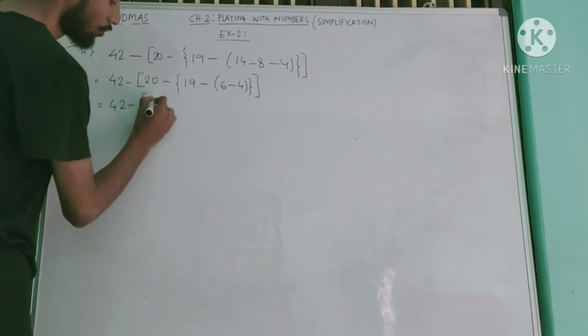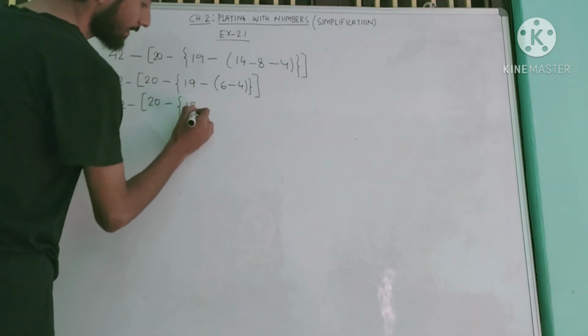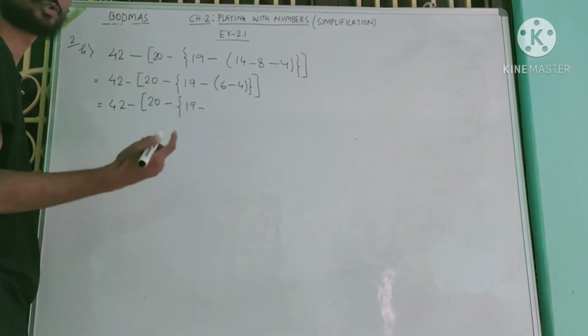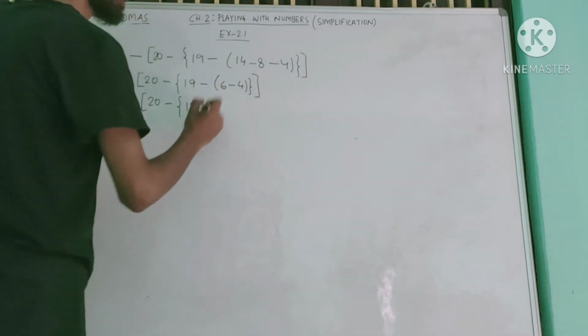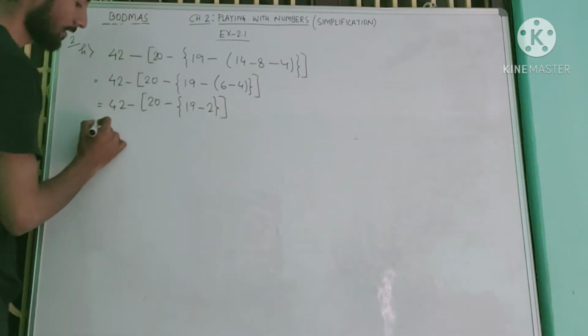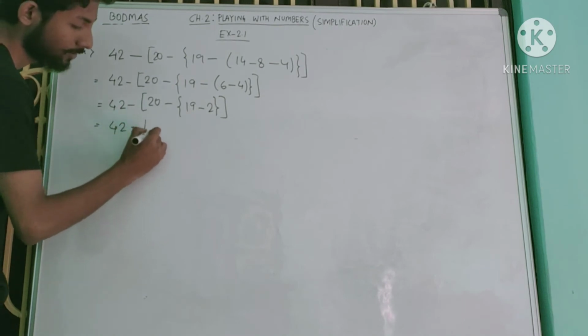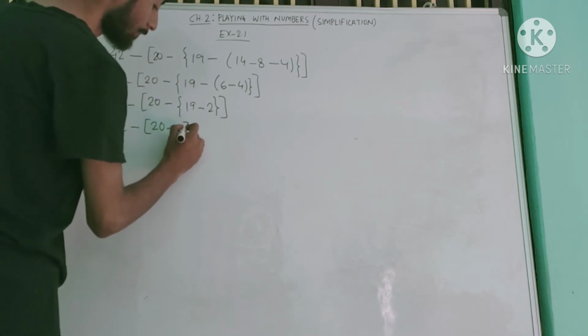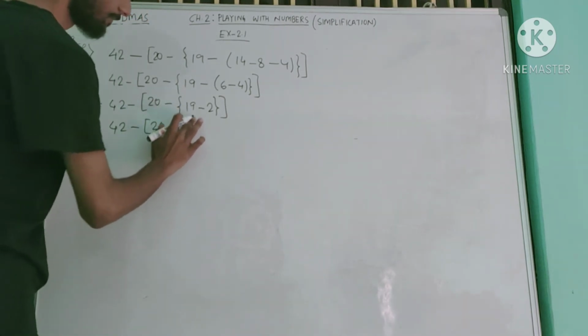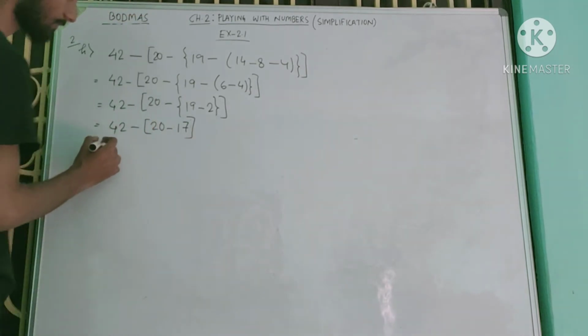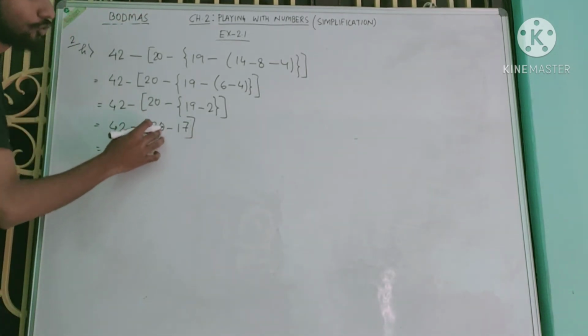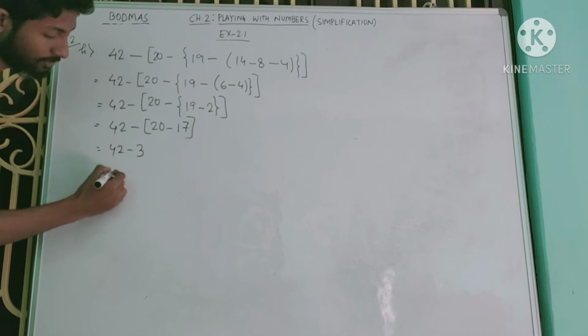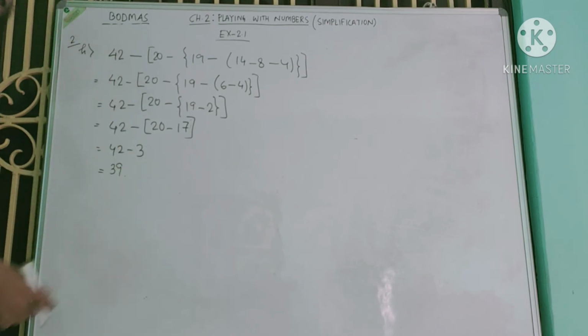Similarly, 42 minus 20 minus 19 minus, now 6 minus 4 is 2. Then we can remove the bracket. There is 2. After that, 42 minus 20 minus 19 minus 2 is 17. Now 42 minus 20 minus 17 is 3, which means 39. If you have any doubt, then after that you can ask me. Okay.